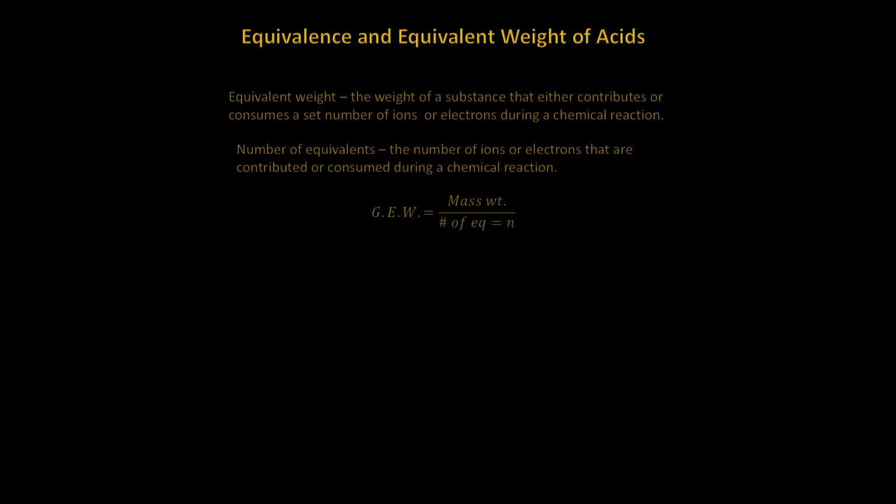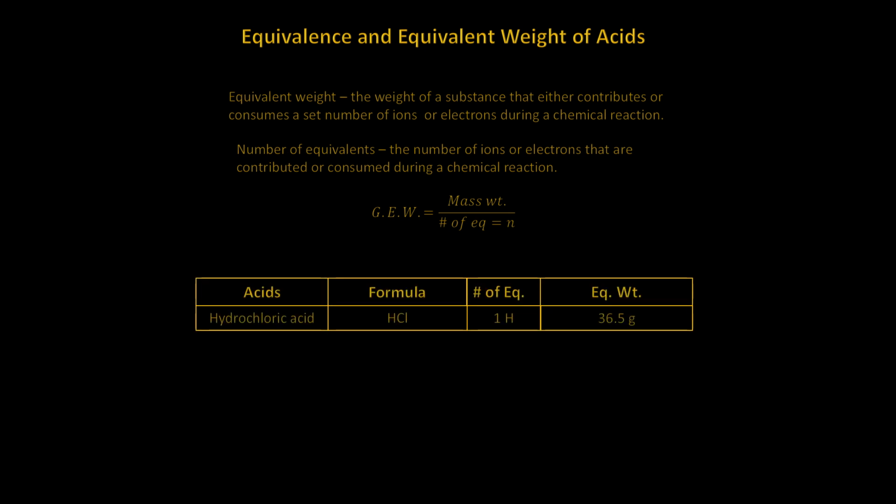The equation shows that the mass weight of a substance in grams divided by the number of equivalences, N, equates to the equivalent weight of the substance in grams. The table shows this concept. Hydrochloric acid has a mass weight of 36.5 grams per mole. Since there is only one hydrogen atom that can be contributed or consumed using the equation, the equivalent weight for hydrochloric acid is 36.5 grams of equivalent weight, that is, GEW per mole.